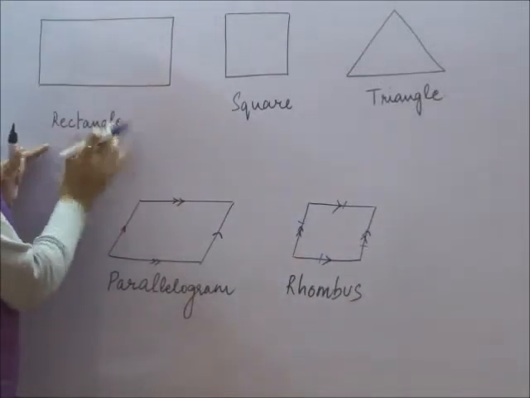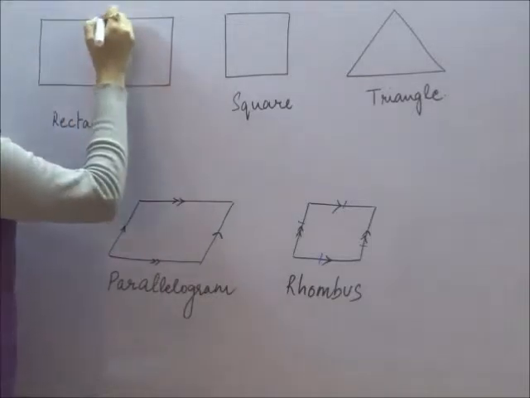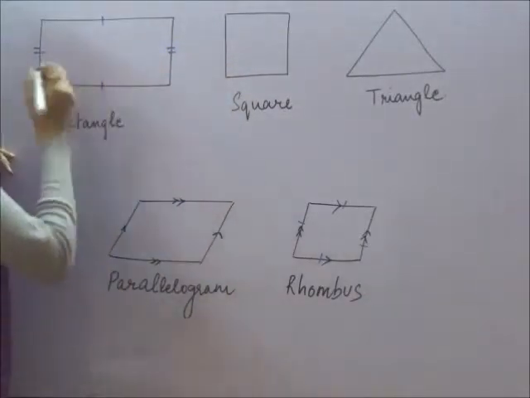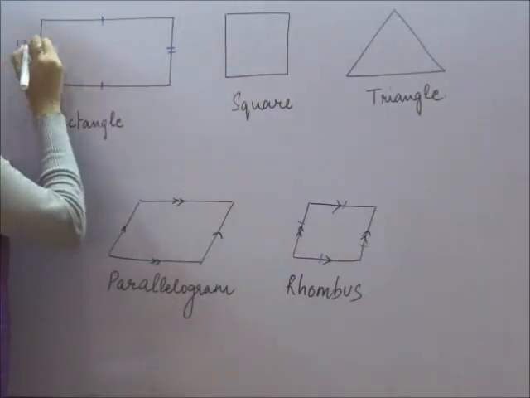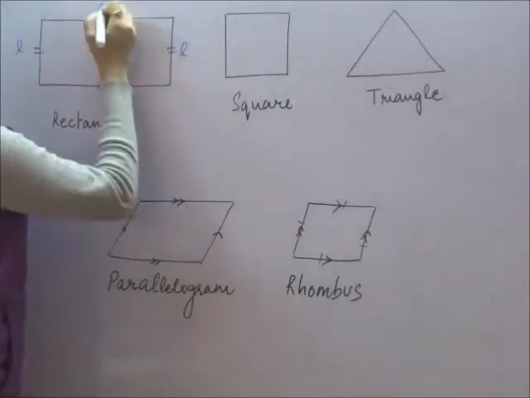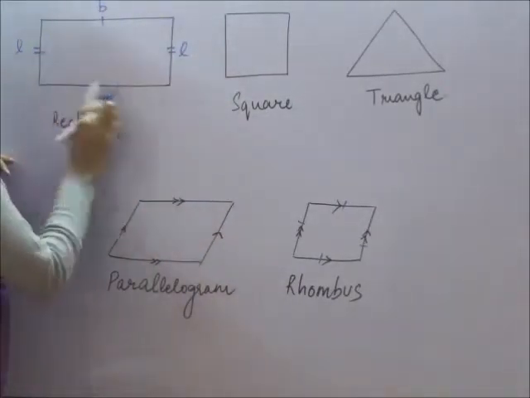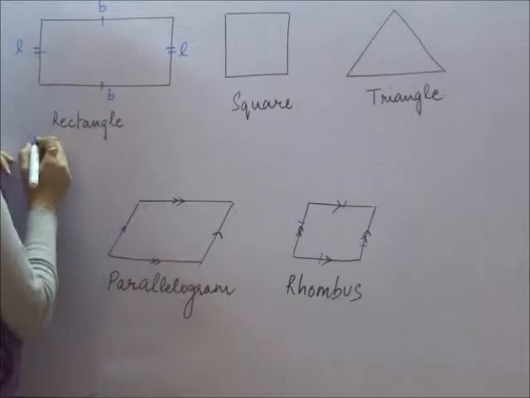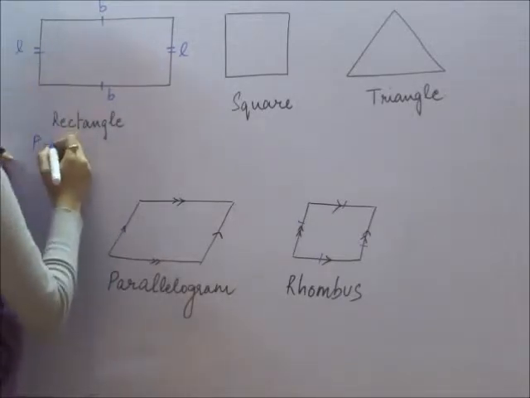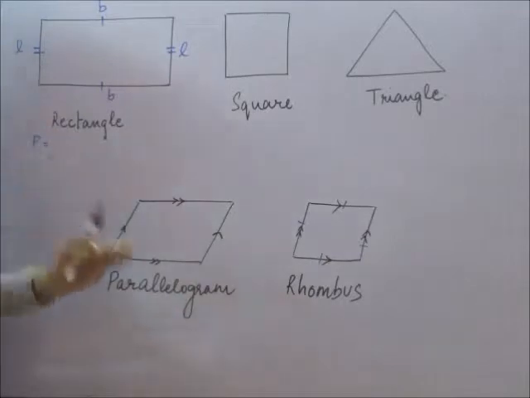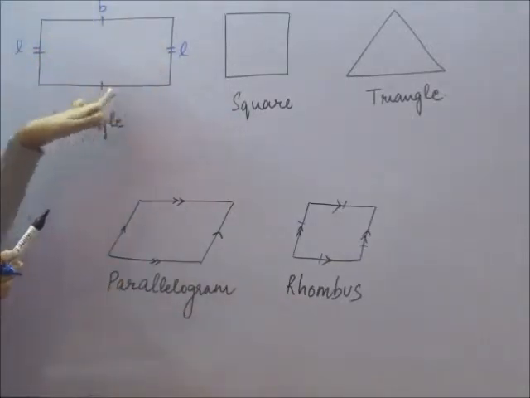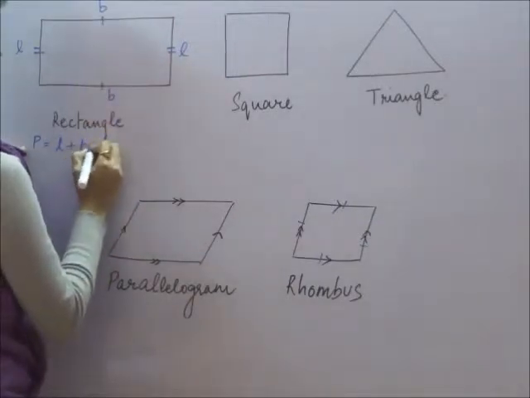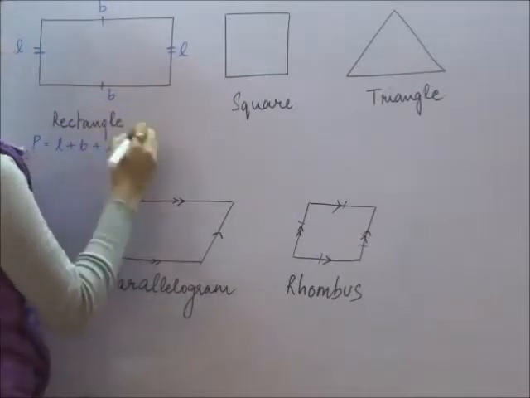This is a rectangle, right? Why? Because this side is equal to this side and this side is equal to this side. So if we consider it as L, this will also be L. If we consider it as B, then this will also be B. Now I want to add these four. To find the perimeter, I would add all the four sides. Simple formula, sum of the sides. So let me add these up: L plus B plus L plus B.